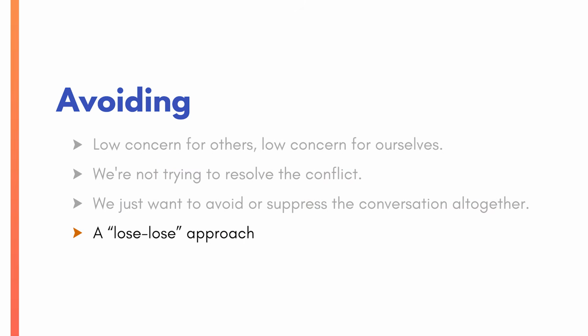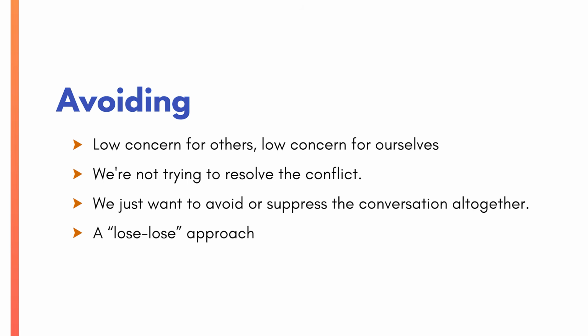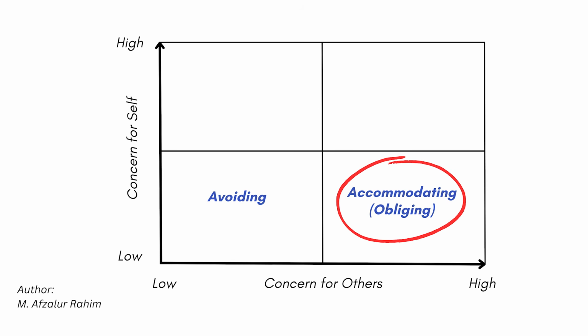That's why we call this the lose-lose approach. You lose and I lose, because nobody is getting anything they want in the long run because we aren't willing to have the conversation in the first place. That's the avoiding style. Second is the accommodating or obliging style.